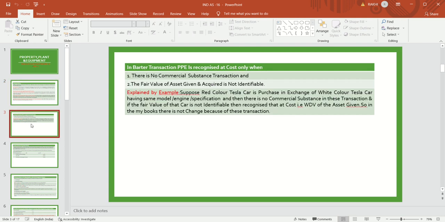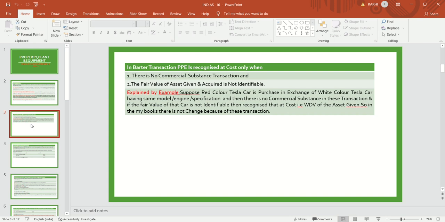In a barter transaction, PPE is recognized at cost only when certain situations are there: when commercial substance is not present in the transaction, or the fair value of the asset given and acquired is not identifiable. If you don't know the fair value of the asset given and acquired, then you will take the cost into consideration for recognition purposes. And if the transaction does not have any commercial substance, then you will take cost for recognition of the PPE in the balance sheet, in the financial statements.